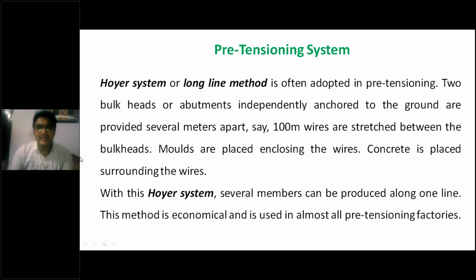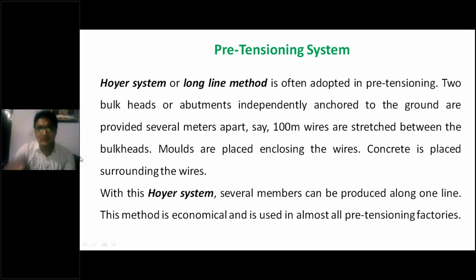For example, take a railway sleeper. Doing pretensioning of each individual railway sleeper takes time, isn't it? If I want to do pretensioning of 5 to 6 railway sleepers at a time, which method is optimal? You can go with the Hoyer system. With the Hoyer system, at a time you can do pretensioning of 5 to 6 elements. So that is the advantage, and that is what the Hoyer system is clearly explaining.